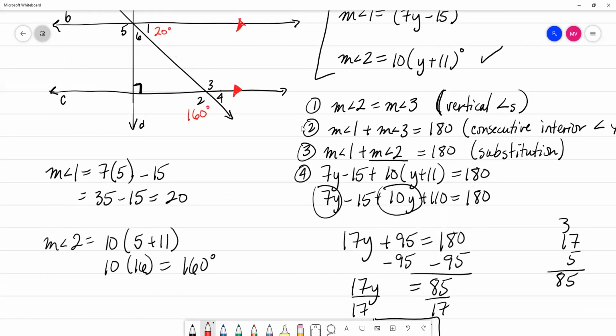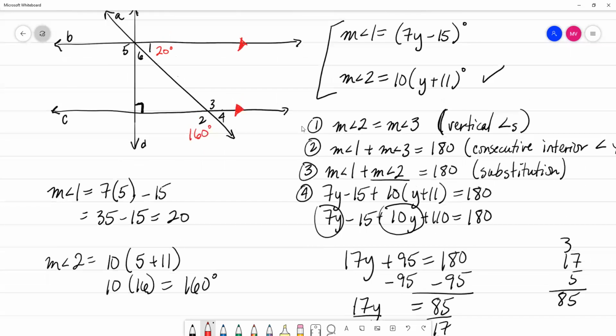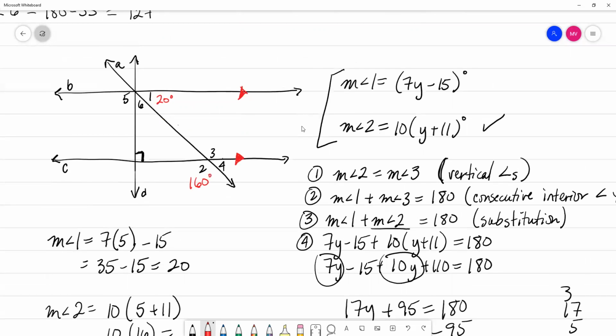When you don't have a variable, just solve inside your parentheses. Angle 3 is the same as angle 2, which is 160. The vertical angle theorem tells us that, but also angle 1 and angle 3 are supplementary. So if angle 1 is 20, then angle 3 must be 160 because they have to equal 180. What does that tell us about angle 4? It's 20 degrees. So angle 3 and angle 4 are also supplementary.